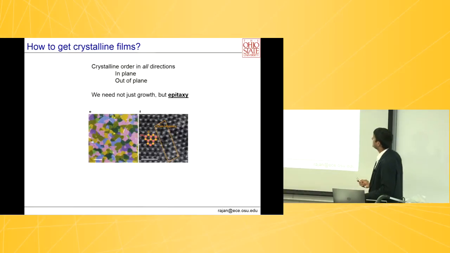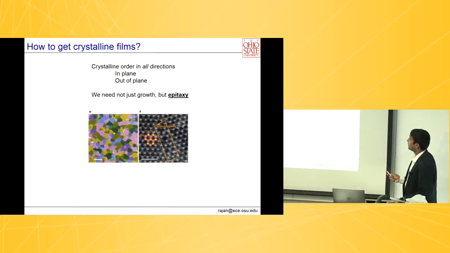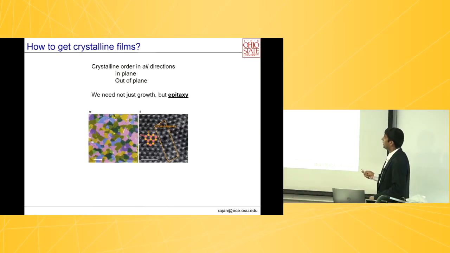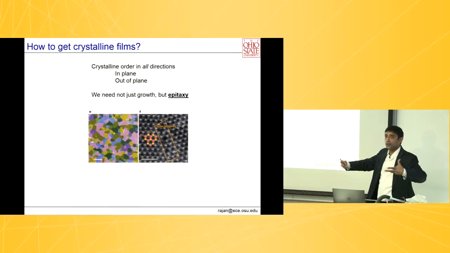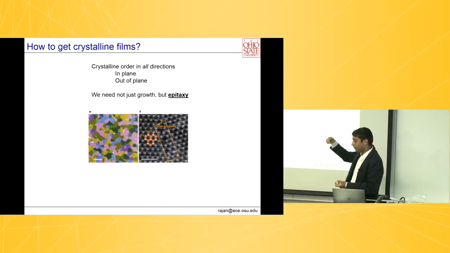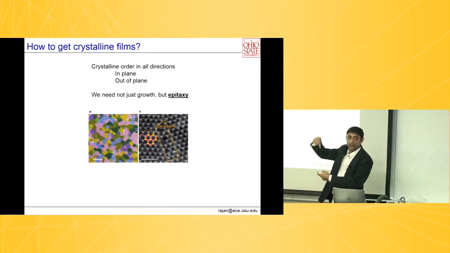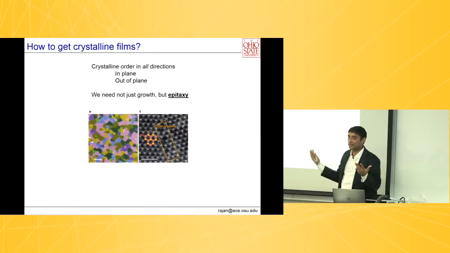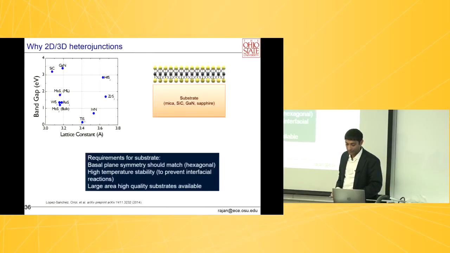And so if we are interested in crystalline order in all directions, in plane and out of plane, we don't just want growth. We don't just want things just growing out like that. We want epitaxy, right? So epitaxy means every atom here has to see what's below it and then follow it and go sit there, right? That's epitaxy, basically.